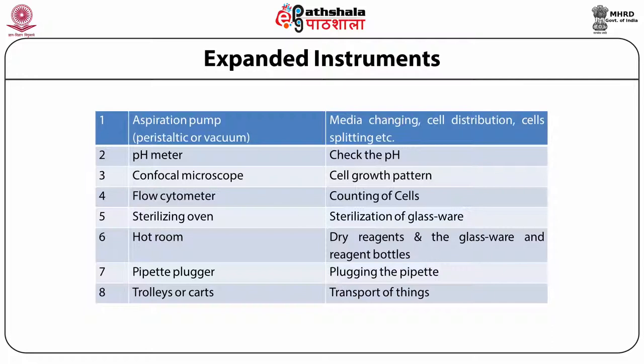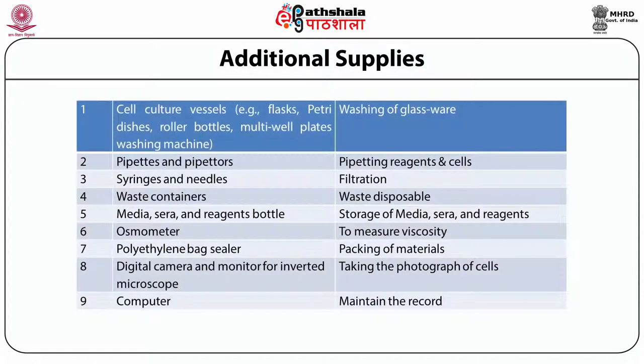Sterilizing oven is a better option than autoclave in the case of glassware sterilization, or hot air is required for drying the reagent or storing the glassware and reagent bottles. Pipette plunger is required to plug the pipette, which protects against contamination. Trolley and cart to transport these things without damage come under the category of expanded instruments for animal cell culture laboratory. Another type of instrument is known as additional supply. This list is again a very big list of instruments required for animal cell culture technology.